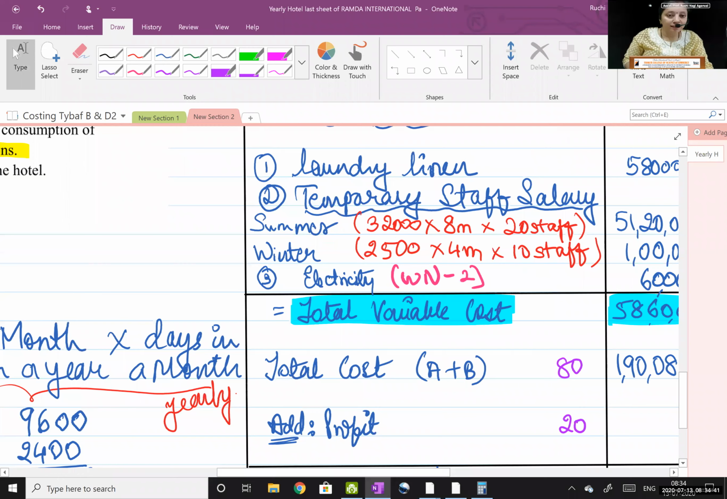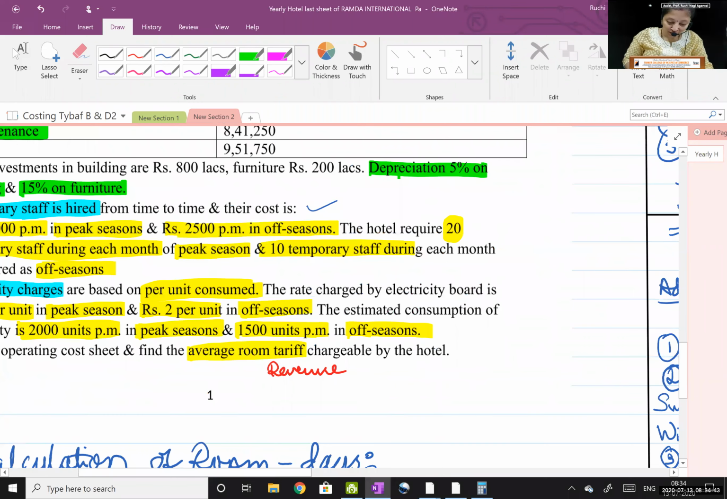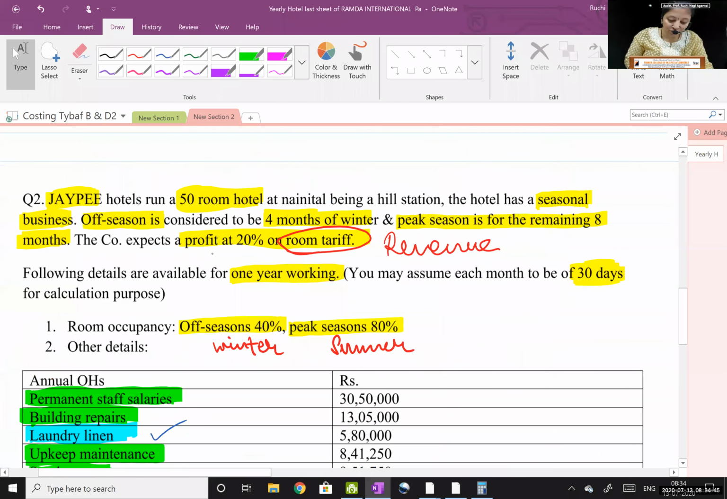Profit and sales is not given, but information is given. I'll have to use this information. Profit is 20% on the room tariff. Room tariff is my sales, it's my revenue.